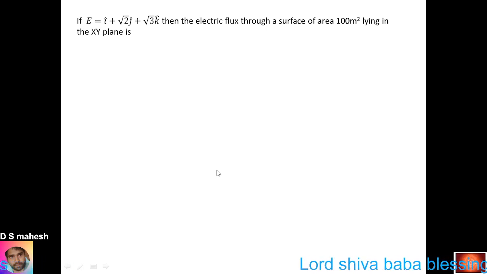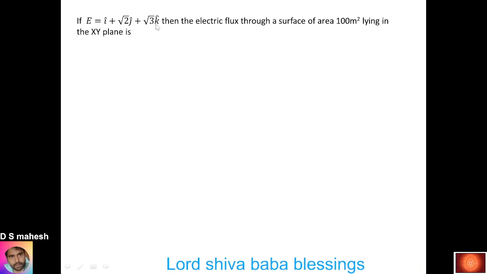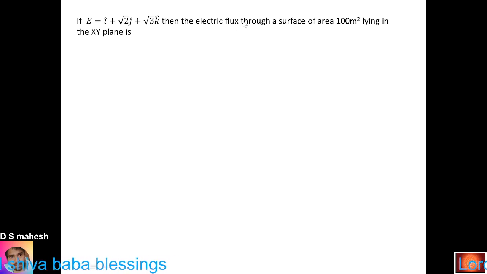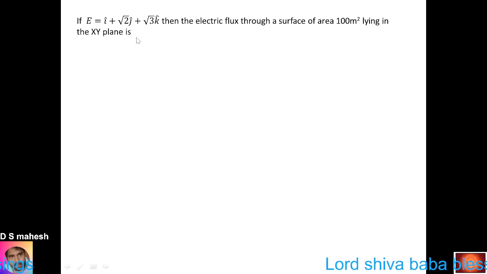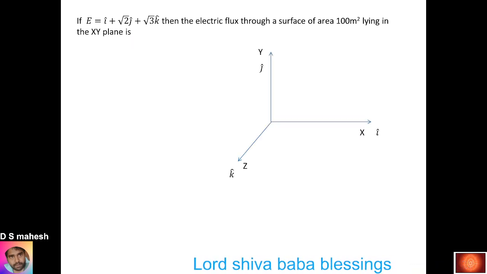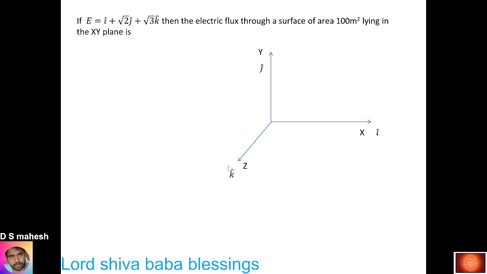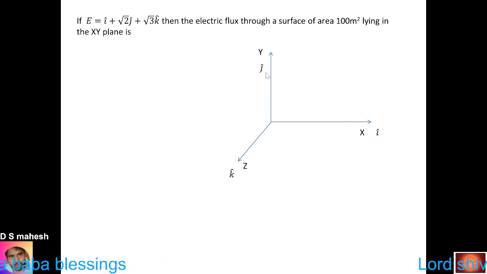So let us consider a problem to understand this concept. So the electric field is given by i plus root 2 j plus root 3 k, and we need to find the electric flux that is passing through the surface area of 100 meters square lying in the xy plane. So first let us write the Cartesian coordinate. So this is your x-axis, y-axis, and this will be your z-axis. So x can be written as i cap, y will be replaced by j cap, and z by k cap.